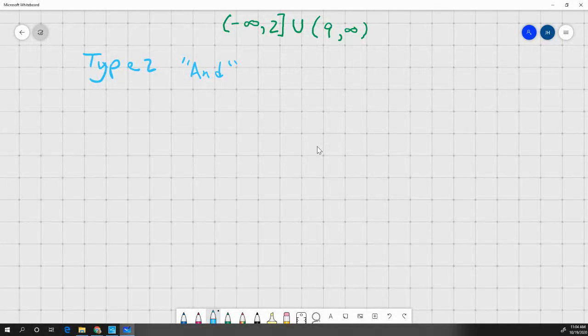So if you're given, for example, say you're given x is greater than or equal to negative 2 and x is less than 5. Sometimes you will be given the equation like this. Sometimes you will be given this equation as negative 2 is less than or equal to x, right? Same thing, right? X is greater than or equal to negative 2 is the same as saying negative 2 is less than or equal to x, and it is less than 5, right?